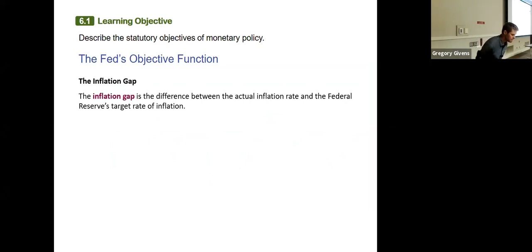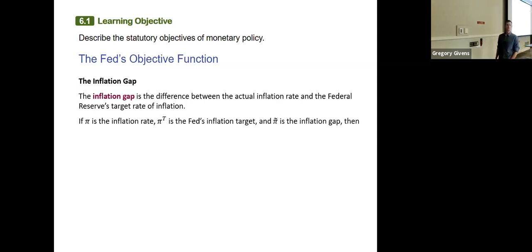Okay, so we already know that the Fed interprets its price stability mandate by achieving 2% for PCE inflation, okay? So for the Fed's objective function, it's really straightforward to define the inflation gap. That's just going to be the difference between the actual rate of inflation and the Fed's target rate of inflation. All right, so if we define pi as inflation and pi superscript t as the Fed's inflation target, then the inflation gap, or pi tilde, is just the difference between those two.